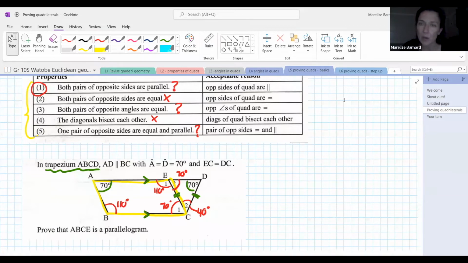Right, so now that we've filled all of this in, do we have enough that we can say ABCE is a parallelogram? Buchle, you have your hand up. Everyone else, you can respond in the chat. Yes, Buchle?